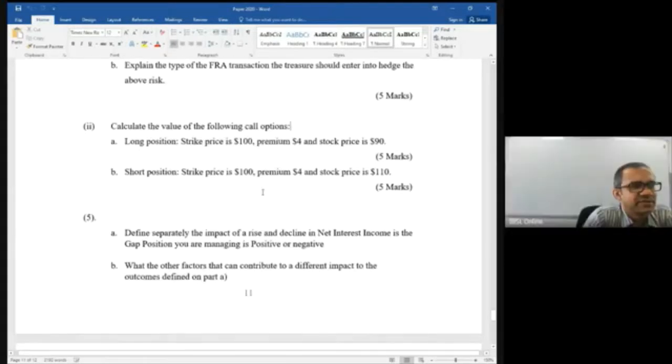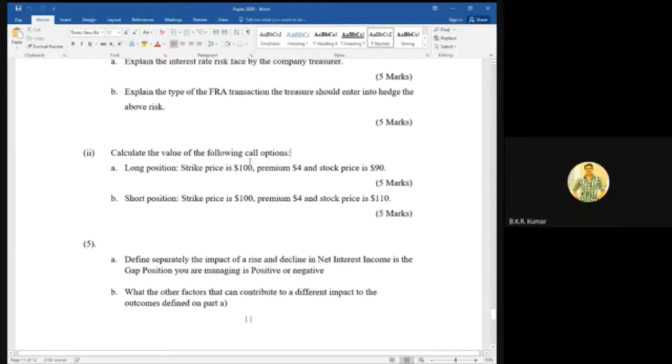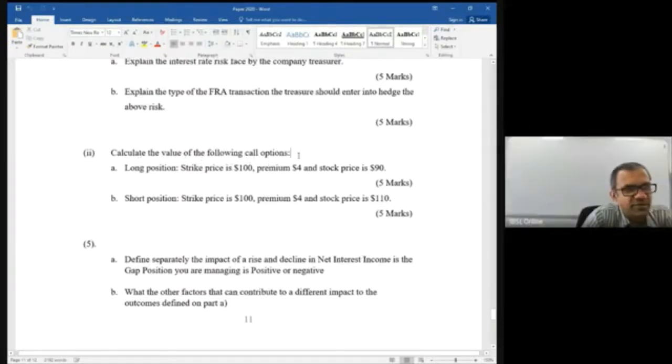Shall we move to the second part? Options. So calculate the value of the following call options. First one is a long call. Strike price is 100, premium is 4, and the stock price is 90. What is the value? Is it an in the money option, out of the money, or at the money option?